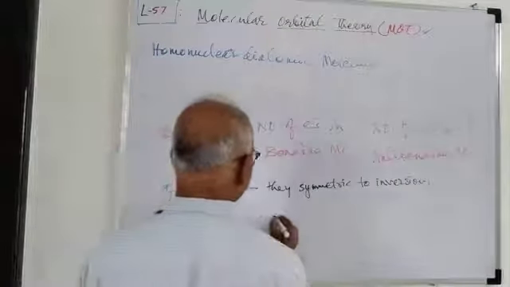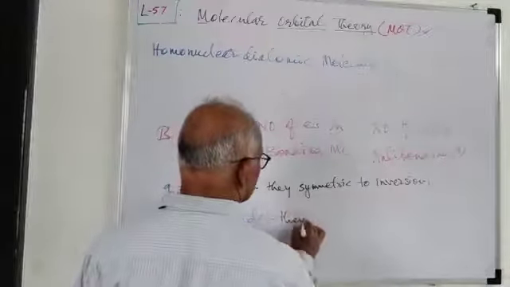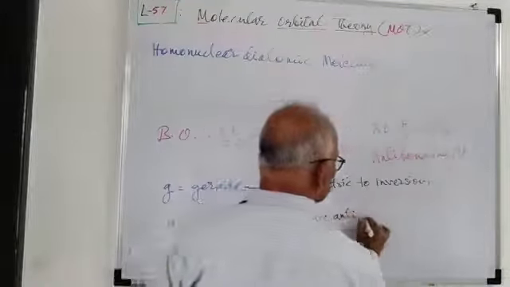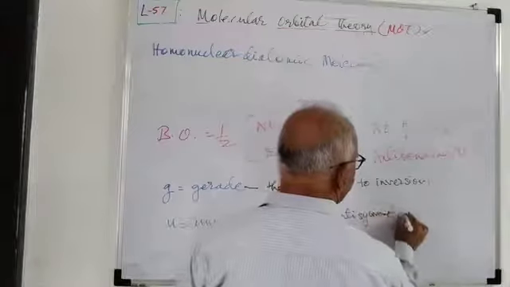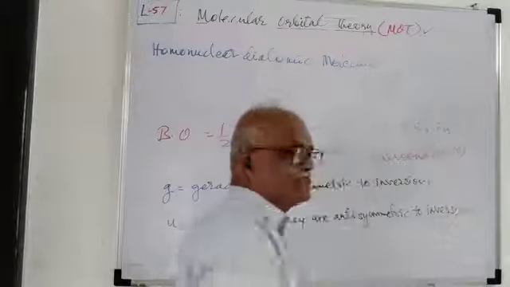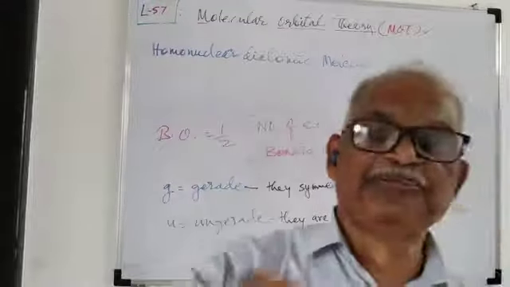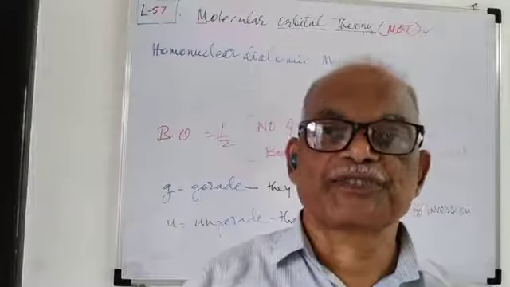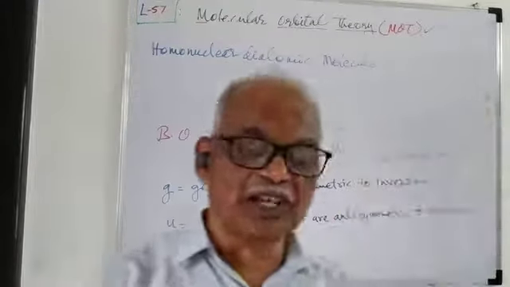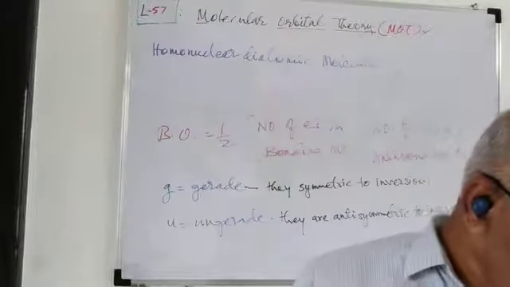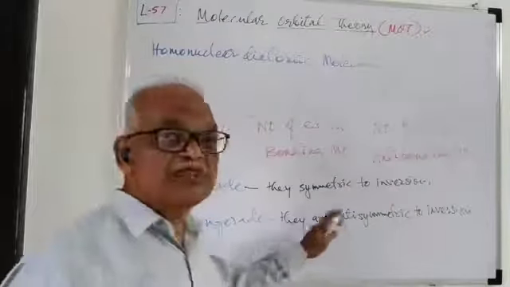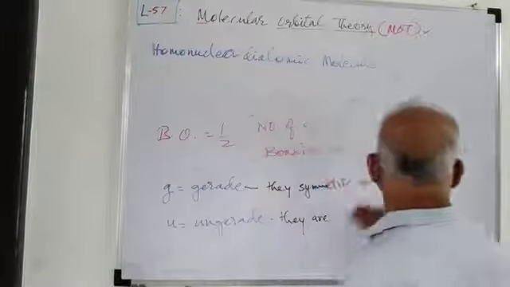In case of ungerade, they are anti-symmetric to inversion, meaning after rotating these orbitals about the internuclear axis, you will find that they show a change in the sign of the wave function. So after inversion, there is a change in sign of the wave function. So they are called anti-symmetric.